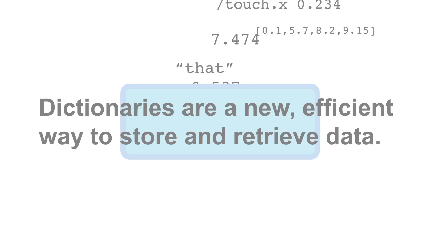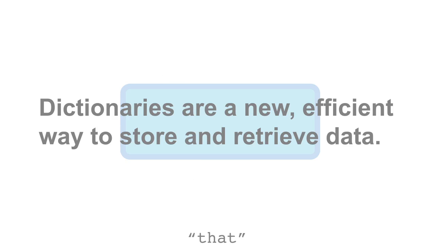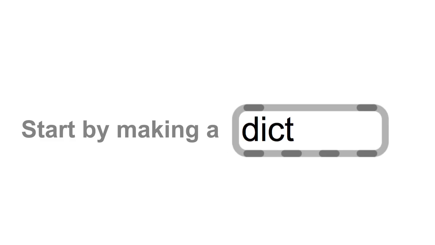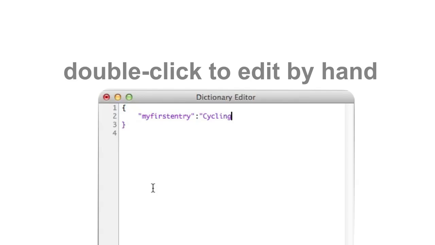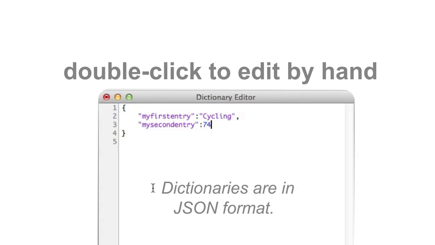Dictionaries are a new, efficient way to store and retrieve all kinds of information in Max. To start using a dictionary, you can make a dict object. Each entry in the dictionary has a name followed by some data. The data can be numbers, symbols, lists, or even another dictionary.